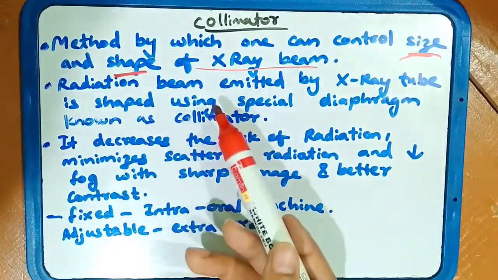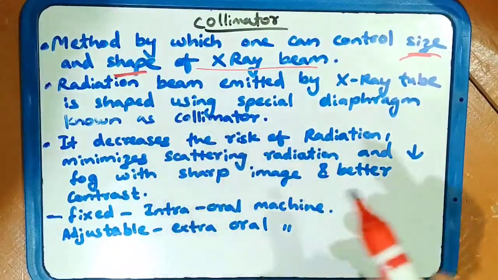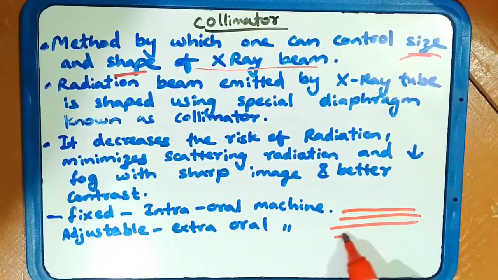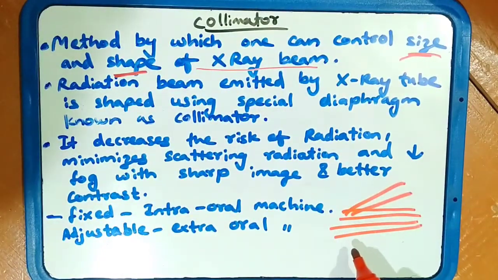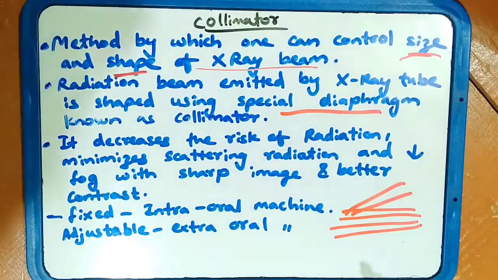The radiation beam emitted by the X-ray tube is shaped. The radiation which is coming out from the X-ray tube, you can shape this. If this is going like this, you can shape it by using a special diaphragm known as collimator. This is known as collimator.